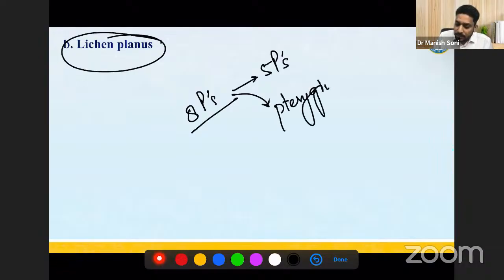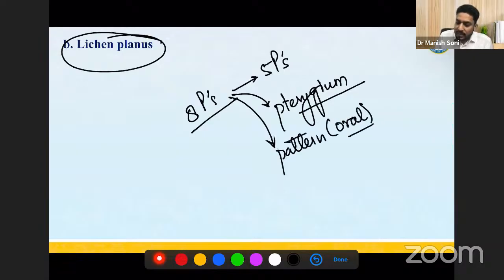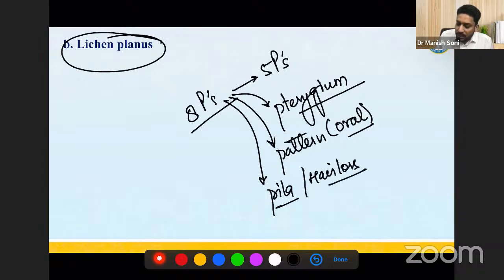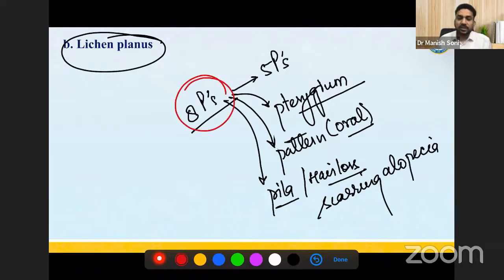pterygium is seen. That is the nail finding of lichen planus. A pattern is seen over the buccal mucosa, that is a white lacy pattern, and the pila, that is the hair follicle, gets involved because the patient has hair loss, that is scarring alopecia. So you can very easily remember the 8 P's of lichen planus.